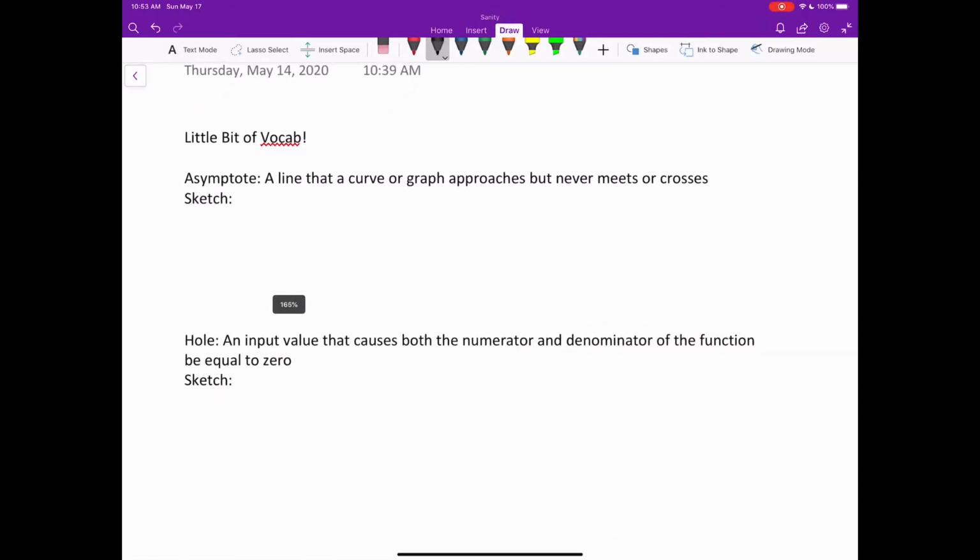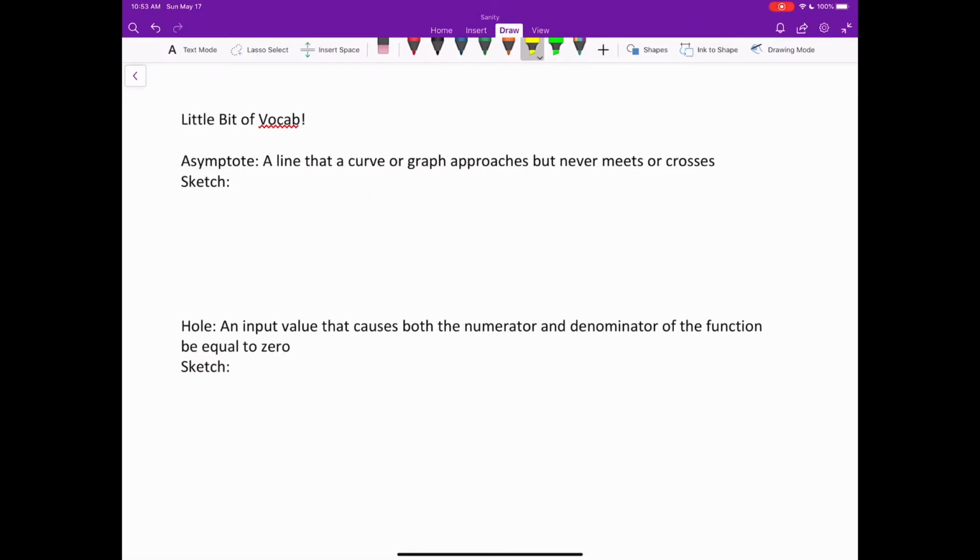6.1 here, we're going to start with a little vocab. An asymptote, again, we've covered this before. It's a line that a curve or graph approaches, but it's never going to meet or cross. So for example, I'm just going to draw little sketches of these so we know exactly what we're talking about. Here's my coordinate plane.